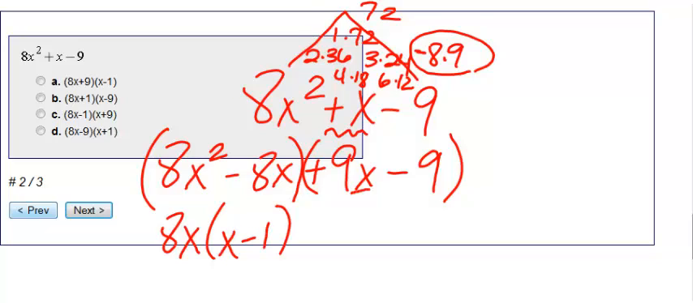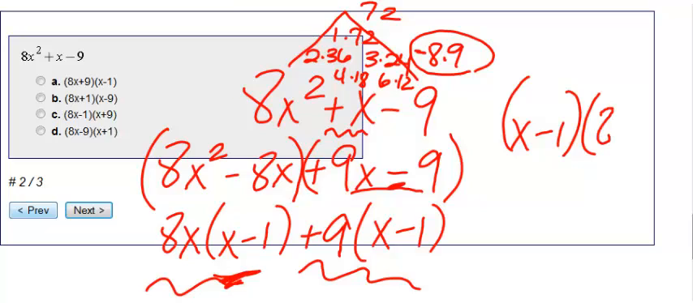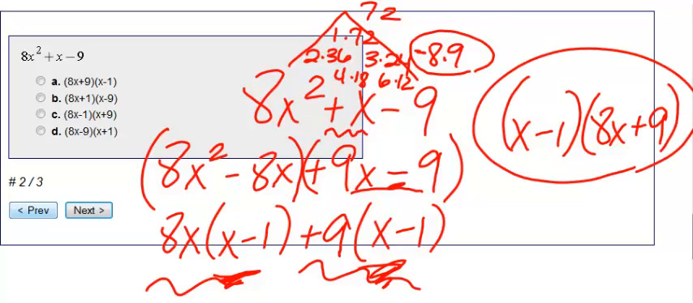Okay, I want x minus 1 here. I don't need to change their sign. There's already a minus there. So I need to pull out a positive something. I can pull out a 9. Therefore, when I pull out that 9, I'm left with x minus 1. Here's a term. Here's a term. They both have x minus 1, so that's what I'm going to pull out. If I pull out an x minus 1 here, I'm left with 8x. If I pull it out here, I'm left with plus 9. So we get x minus 1 and 8x plus 9 as my answer, which is choice A.